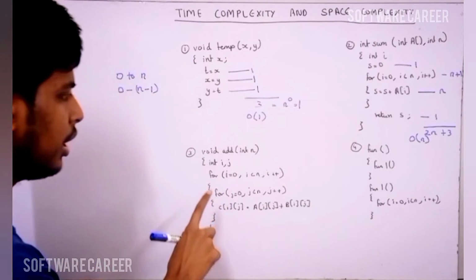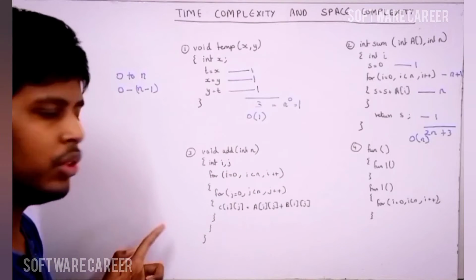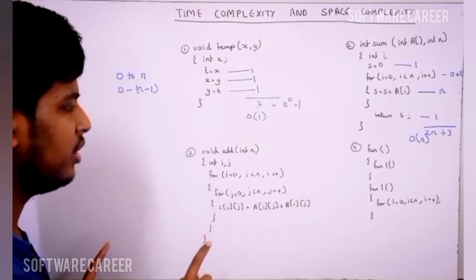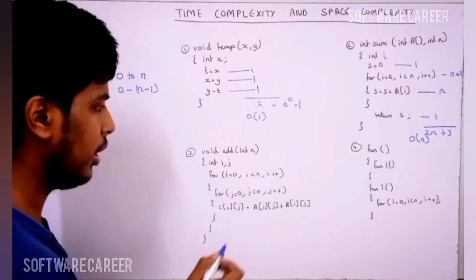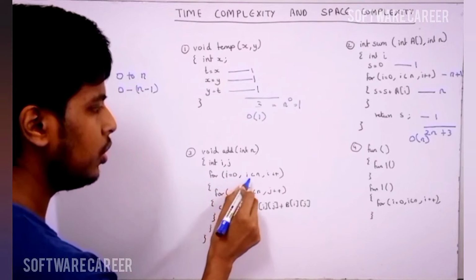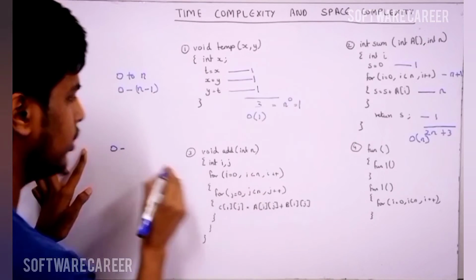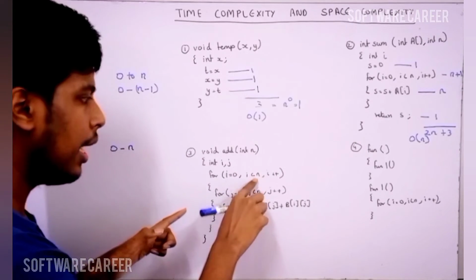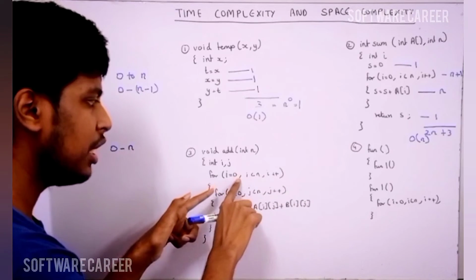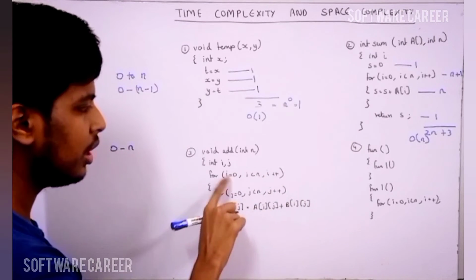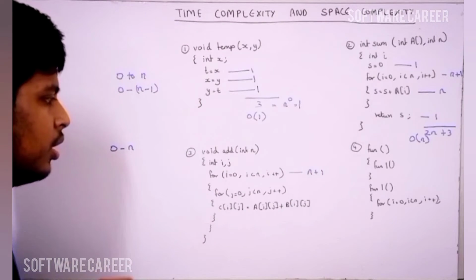Next, let's see the time complexity for this code. This is the function add, which adds two matrices. Let's find the time complexity. I am declaring i and j, and for this no time is taken. Now this is the loop: for i equals 0, i less than n, i plus plus. It travels from 0 to n, and at n it fails. If it travelled from 1 to n, the time taken would be n, but here it starts from 0, so I am writing n plus 1.